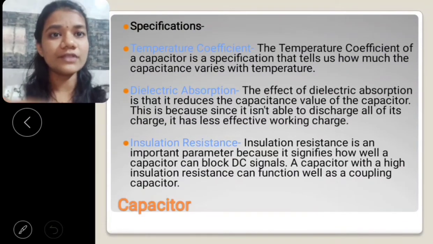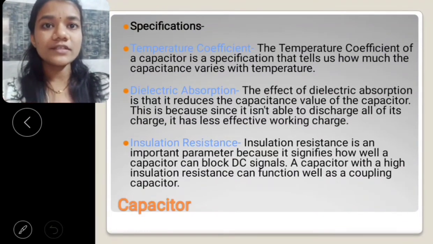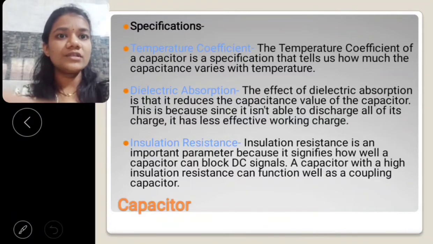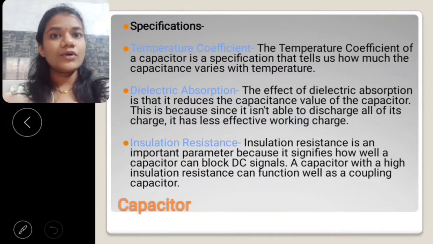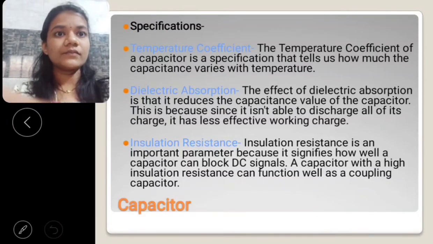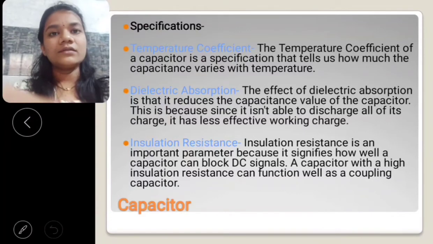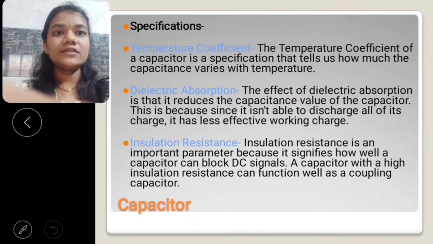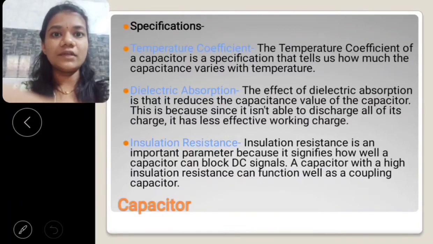Now what are the specifications of a capacitor? First one is the temperature coefficient. The temperature coefficient of a capacitor is specified; it tells how much the capacitance varies with temperature. What is meant by temperature coefficient? If you know, in a fan there is use of a capacitor. So this is nothing but the temperature coefficient. It is a property of a capacitor: how much the capacitance varies with temperature.